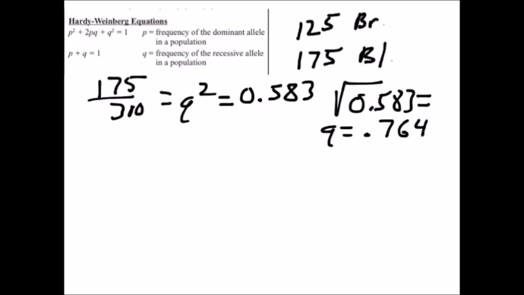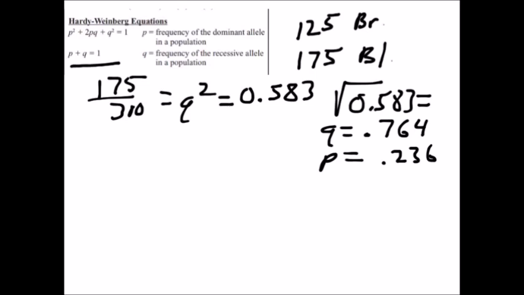So that's the frequency of the recessive allele. We also know that P plus Q equals 1 from our top left equation there. So if Q is 0.764, P must equal 1 minus 0.764. So P is equal to 0.236. So we've now answered part A. We have the frequency of the dominant allele, 0.236, and the frequency of the recessive allele, 0.764.